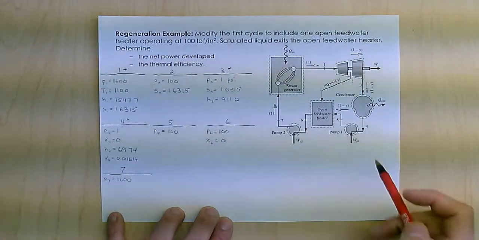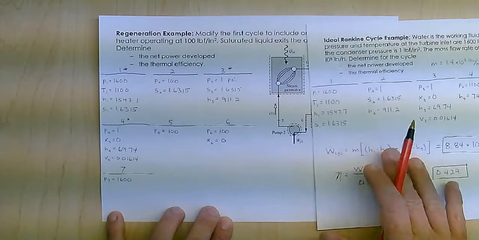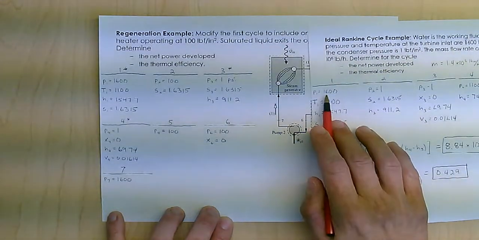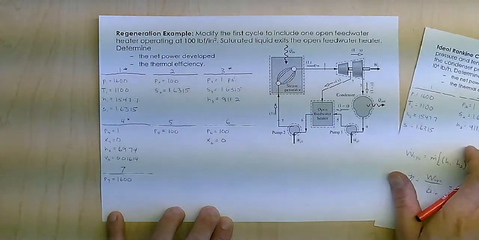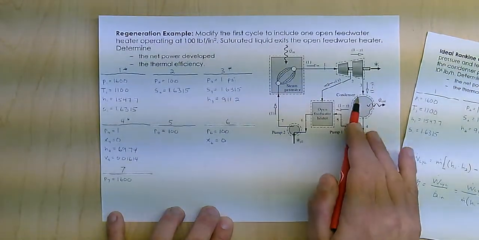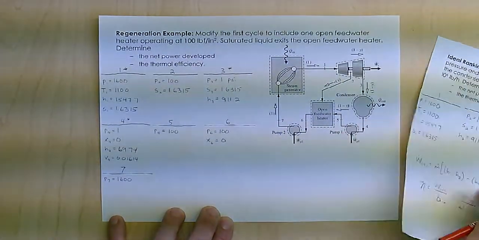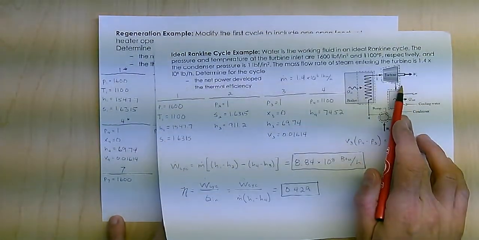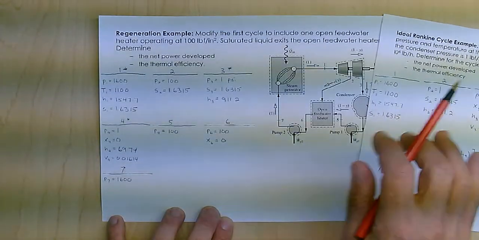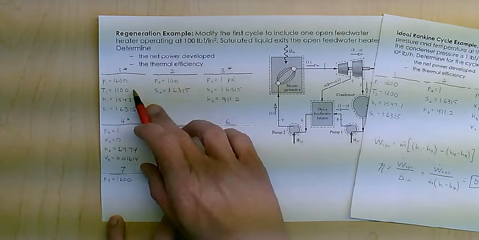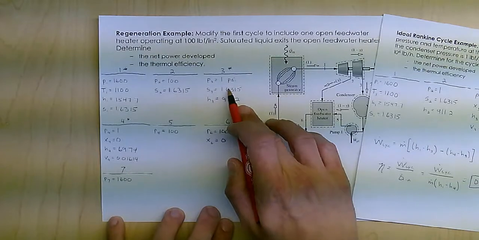Now the states are exactly the same. State 1 is the same as it was before: 1600 psi, 1100 degrees Fahrenheit. State 2 gets pulled off, but then 3 ends up at the same point that 2 was at, 2 psi, or I'm sorry, 1 psi. The asterisks are similar to previous.